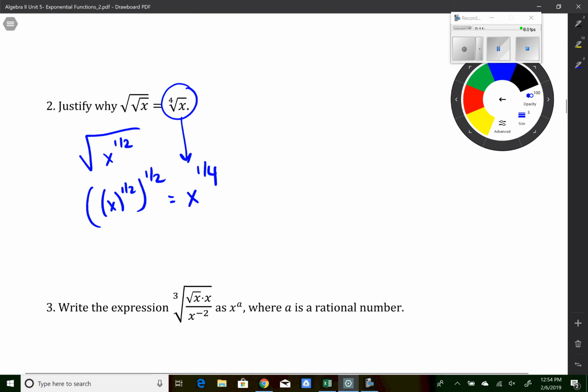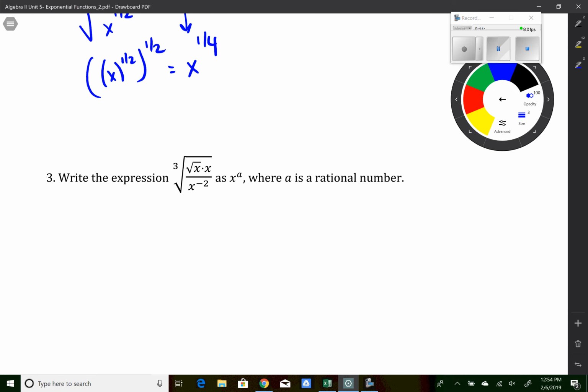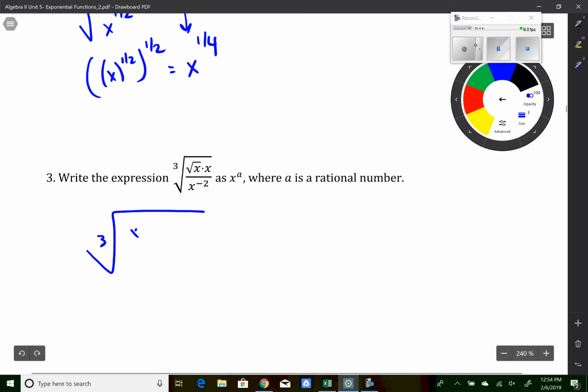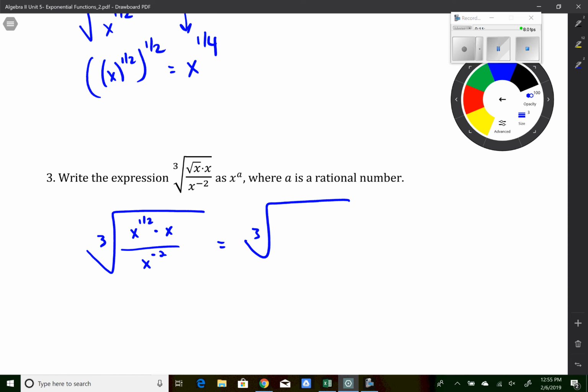Number 3 says write the expression. That's a tricky one. Work from the inside out. So I'm going to leave this big cube root here. I have x to the 1/2 times x all over x to the negative 2. Still leaving the big cube root here. X to the 1/2 times x, that's adding, right? 1/2 plus 1 is 3/2. So I have x to the 3/2 all over x to the negative 2.